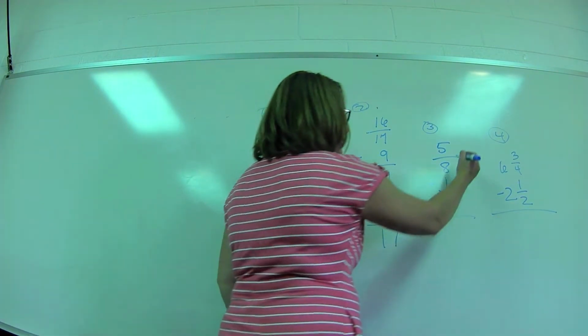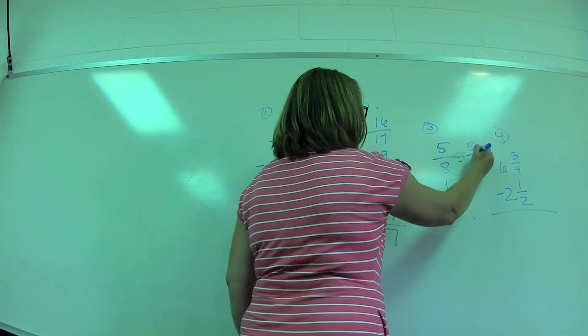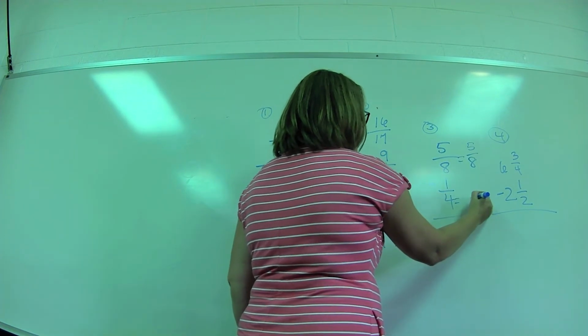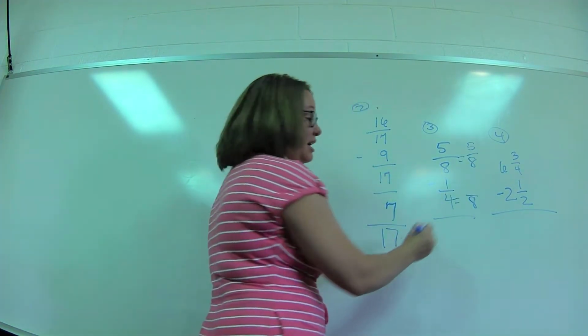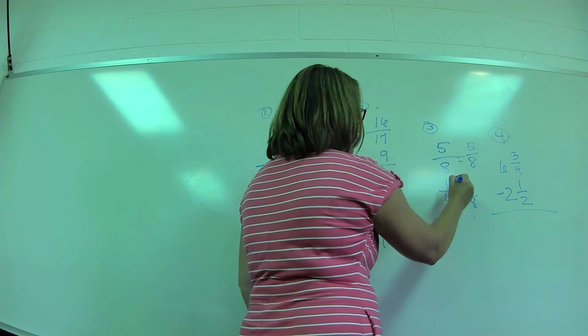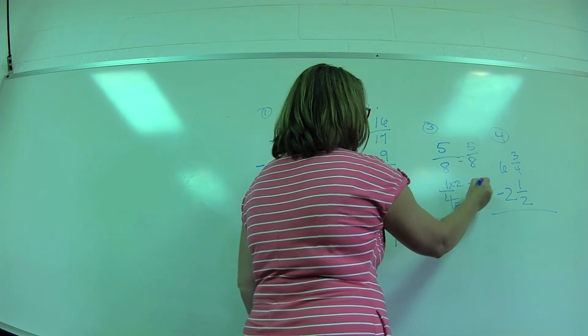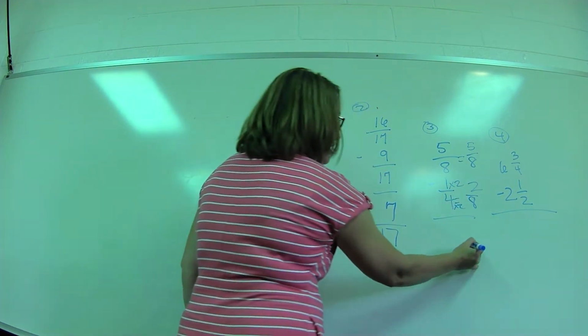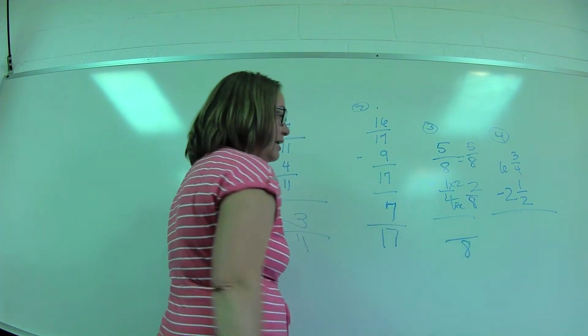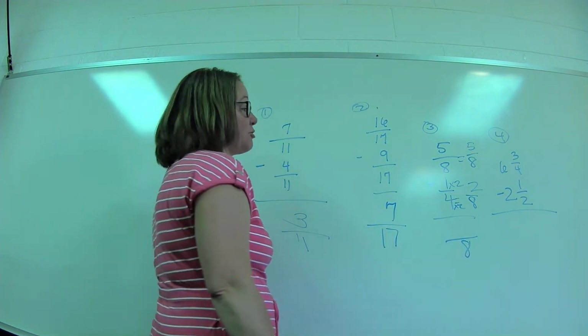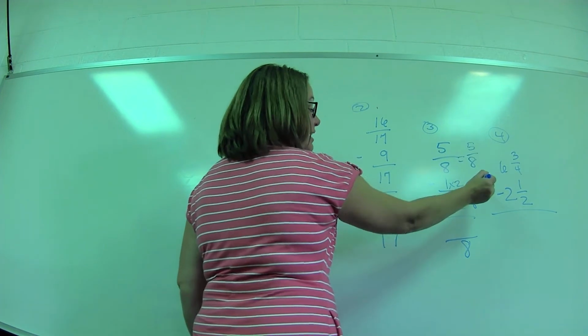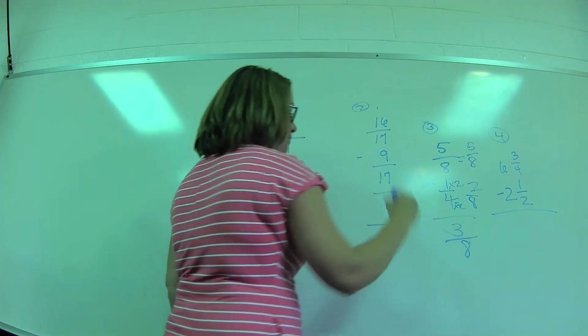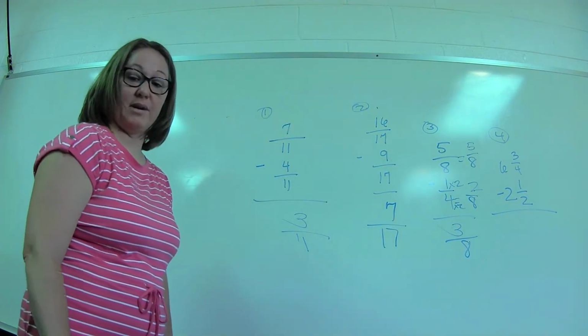We have 8 and 4. So we need a common multiple. Let's go with 8. So 5/8 remains 5/8. But 4 goes into 8 2 times. So 4 times 2. 1 times 2 gives me 2. Now my denominator is 8. And now I subtract my numerator. 5 subtract 2 gives me 3. I have 3/8.